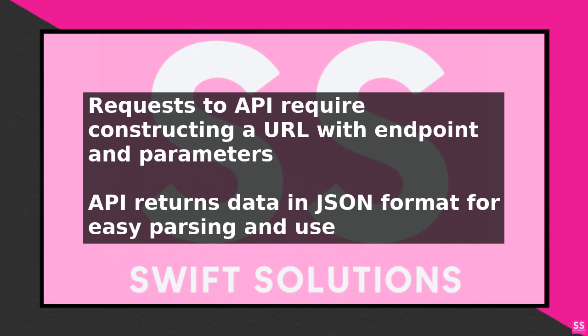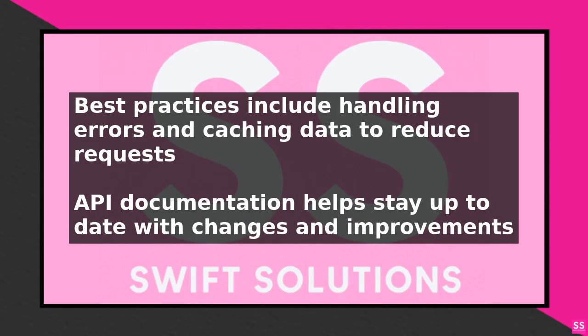You can use a programming language such as Python or JavaScript to make requests to the API and handle the response. Best practices for using the Bestplaces API include handling errors and exceptions properly, caching data to reduce the number of requests, and using the API documentation to stay up to date with any changes to the API.